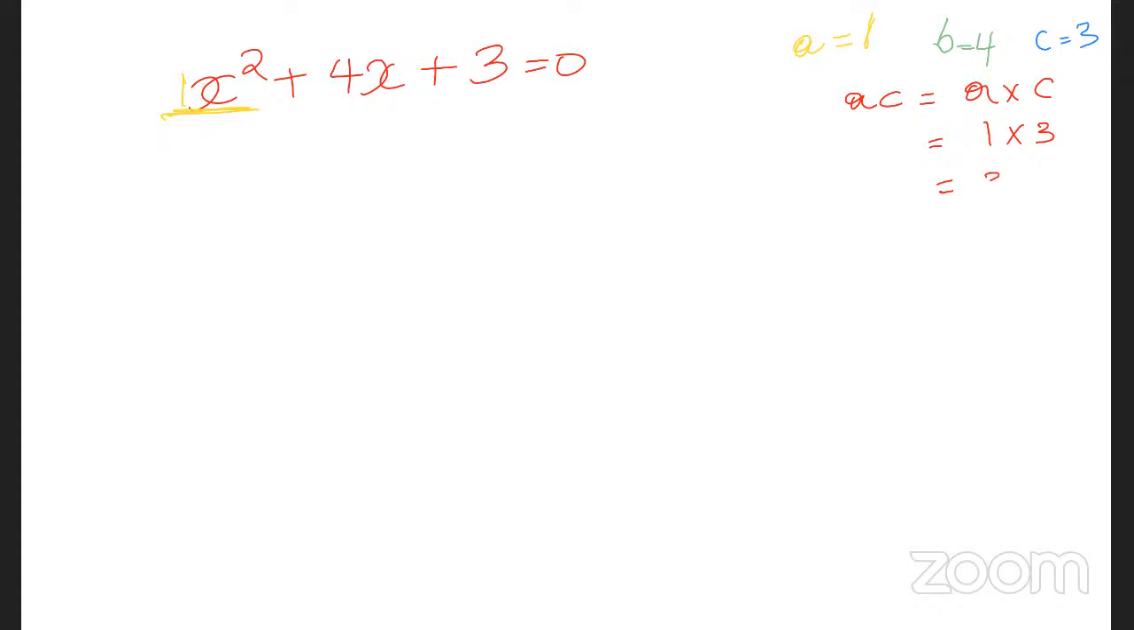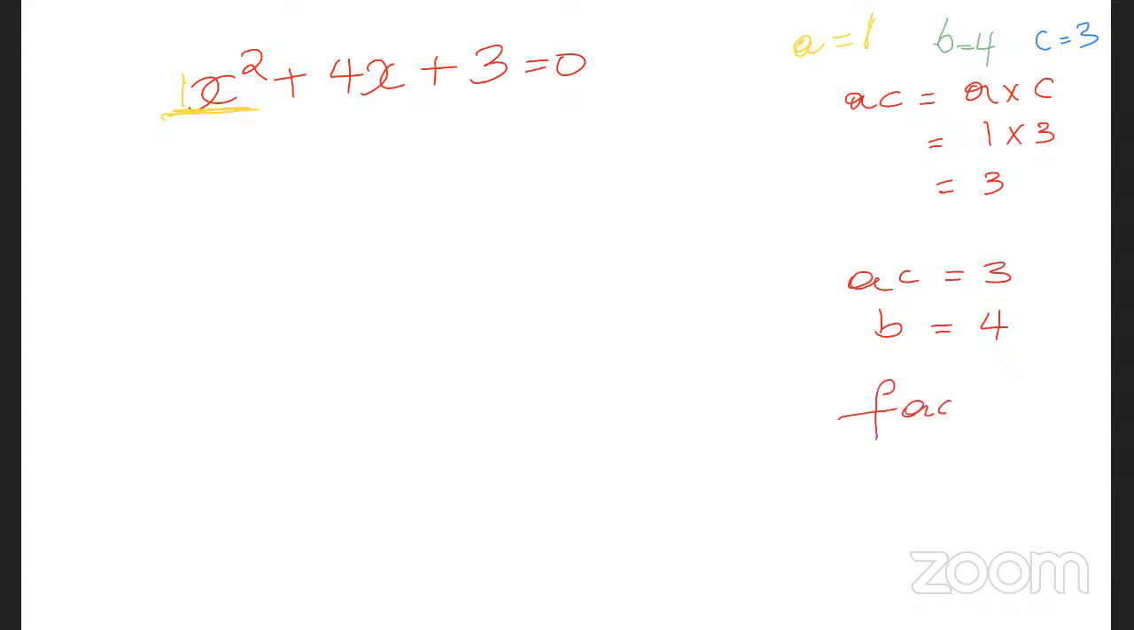3. All right. So now we have two things we're going to focus on: AC, which equals 3, and the value of B, which is 4. All right, good. So now that we know the value of AC is 3 and the value of B is 4, the next thing that you're going to do for me now is to find factors.